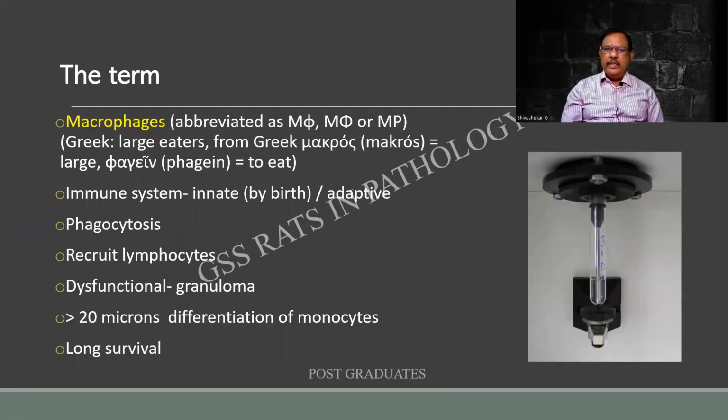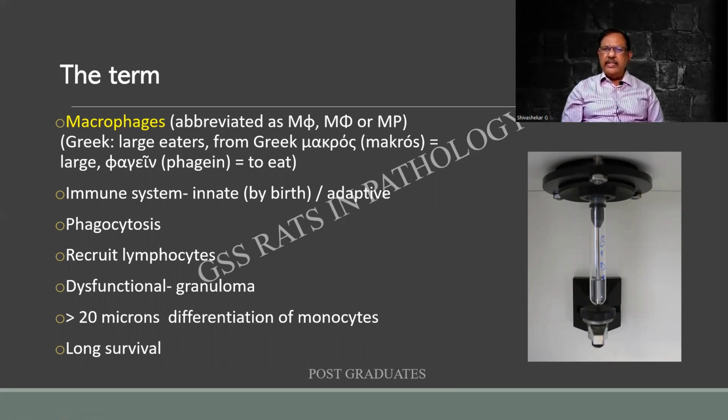Now coming to the macrophages, the terms will be: the Greek word macros means large and phage means to eat. Pinocytosis is to drink. Now, this fellow, the macrophage, is associated with the immune system also. It can be innate, that is, present since birth, or it can be adaptive and formed during the process of development. It is associated with phagocytosis, already seen. It can recruit lymphocytes, as in the case of a granuloma. There can be a dysfunction in the formation of a granuloma. In fact, granuloma itself is supposed to be a defective function of the macrophage.